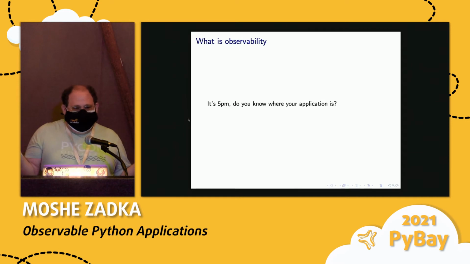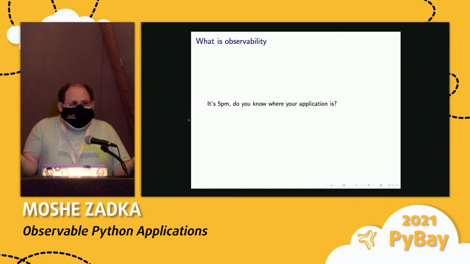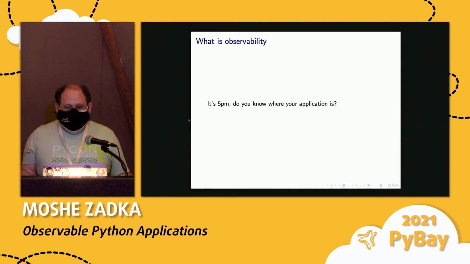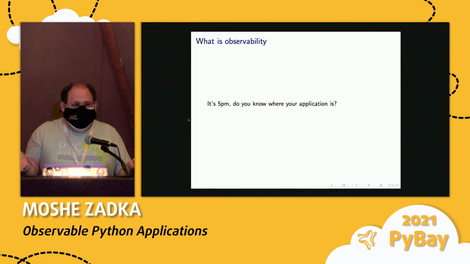Before I talk about how to build an observable Python application, let's talk a little bit about what observability is. Observability comes to us with the question: what is your application doing? You know, it's running somewhere, right? You probably write your code not just to look nice on GitHub, but to run somewhere. So it's running, and it's definitely doing something, right? But what? That's the question that observability comes to answer. What is my code doing?